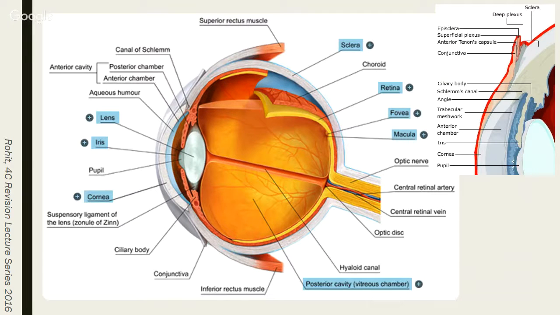Moving on to the eye as we know it, and there's a lot of things here, but I think the important thing to remember is the cornea and the sclera are continuous. The cornea is obviously see-through, but they're all made out of the same type of collagen. We also have the episclera as well, which is just a thin membrane just on the outside of the sclera.